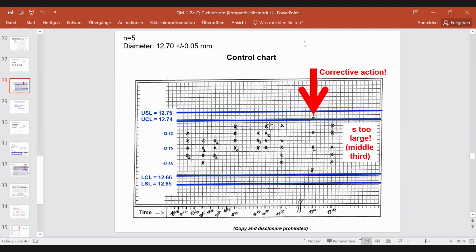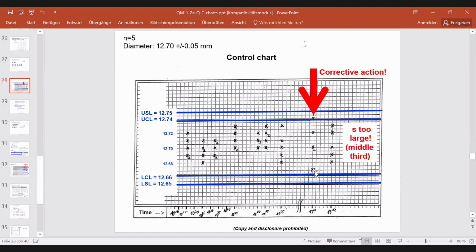And you see everything's okay until 11:05. Here everything was okay. Then you see the next measurement here at 11:55. It shows an increasing of the variation. The variation is bigger, but it is still inside the control limits.